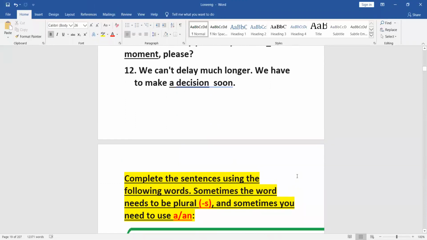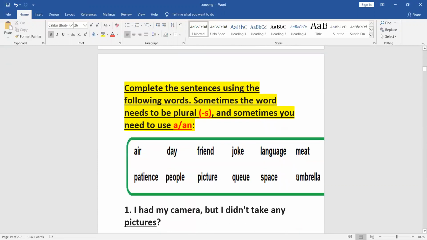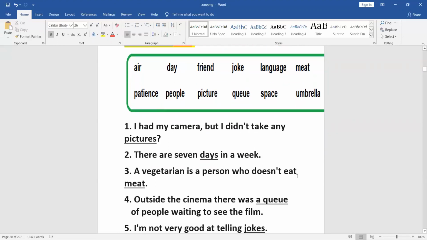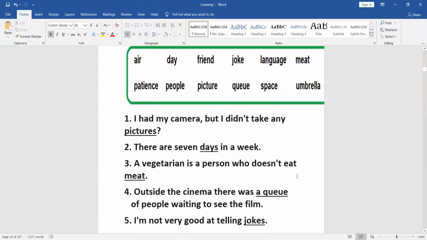Now the next exercise is complete the sentences using the following words. Sometimes the words need plural and sometimes need a or an. Okay, so again, they're giving you words in the box and then you need to put the words. But sometimes you need to put a or an. I'm going to do the first two for you. And so, I had my camera, but I didn't take any pictures. So here, if you say pictures, okay, pictures is there. But I have modified it and said pictures and put it here. There are 7 days in a week, and days there, I've made it according to grammar. 7 is plural, and so I've added an S to the days and put it here.